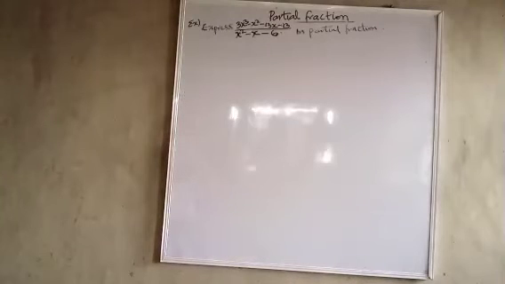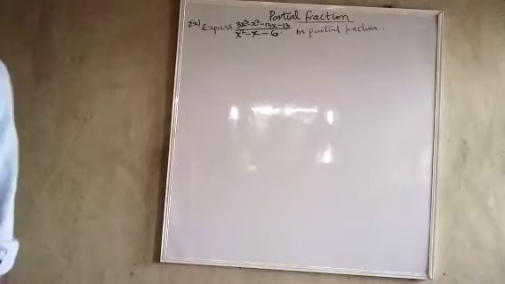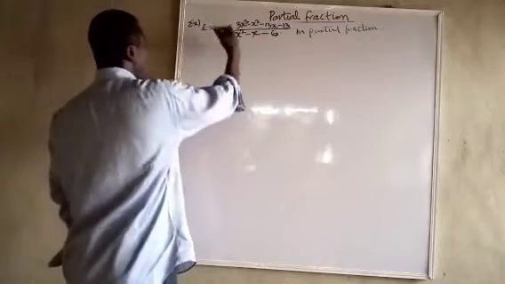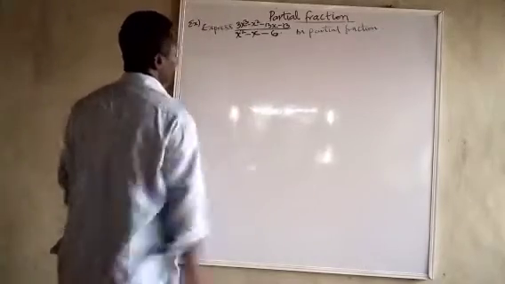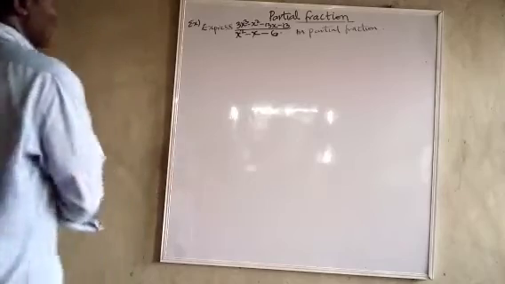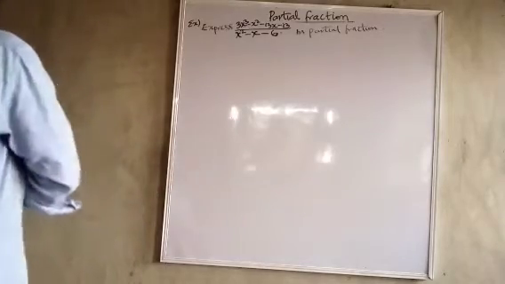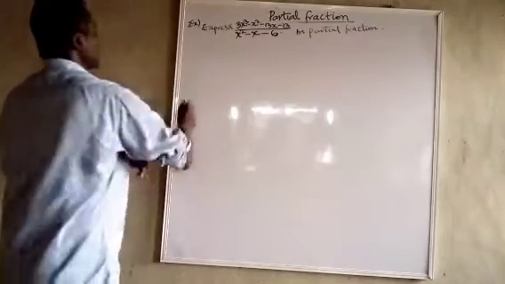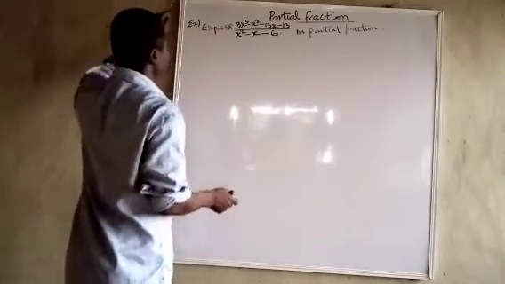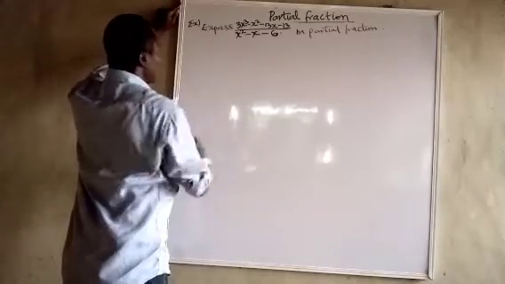Express 3x cubed minus x squared minus 13x minus 13 divided by x squared minus x minus 6 in partial fractions. Like I've said before, you have to divide. Since the power of the numerator is higher than the power of the denominator, you have to divide the numerator by the denominator. You can use the normal long division, or you can use this technique by bringing out the factors. Let's see how I go about it.